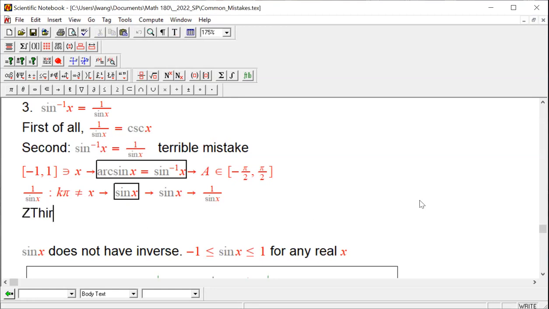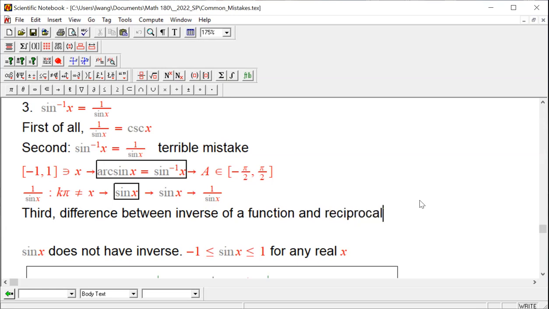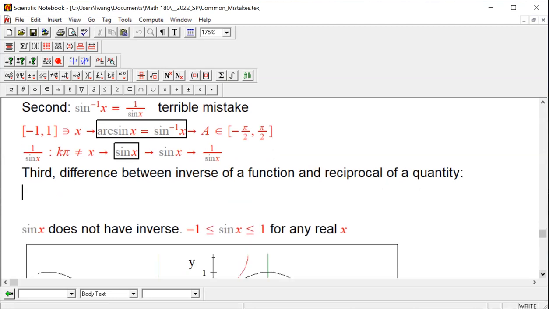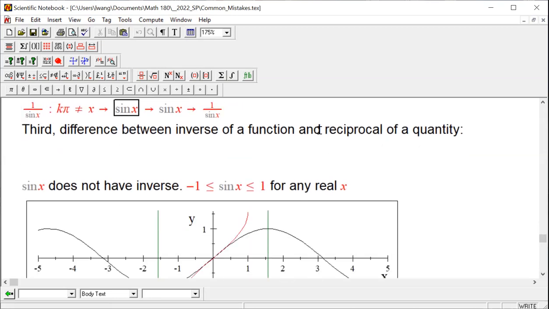And thirdly, we'd like to talk about the difference between the inverse of a function and the reciprocal of a quantity. Now, let's look at the difference between the inverse of a function and the reciprocal of a quantity.